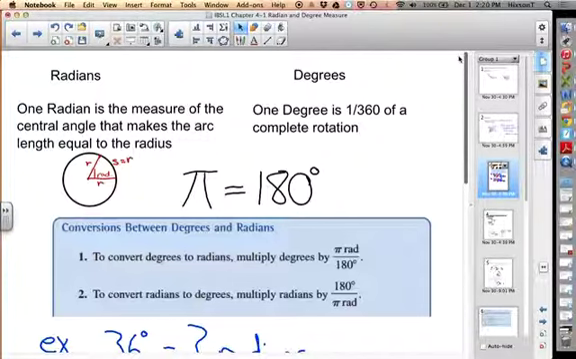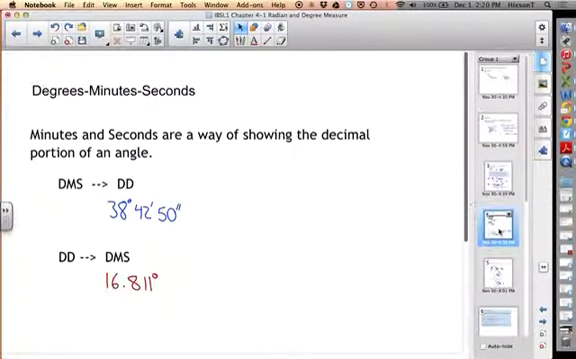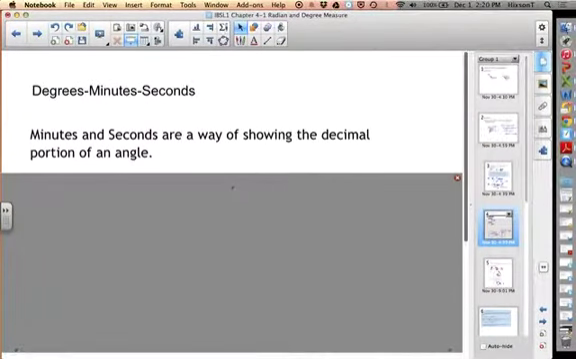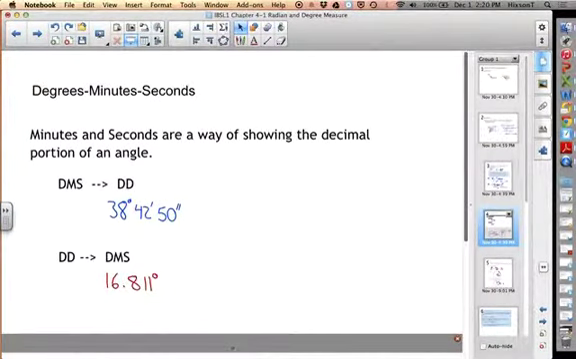Have you guys seen latitude and longitude? It'll be like 53 degrees and so many. You know what comes after? Minutes and seconds. Degrees, minutes, and seconds. Minutes and seconds are a way of showing the decimal part.